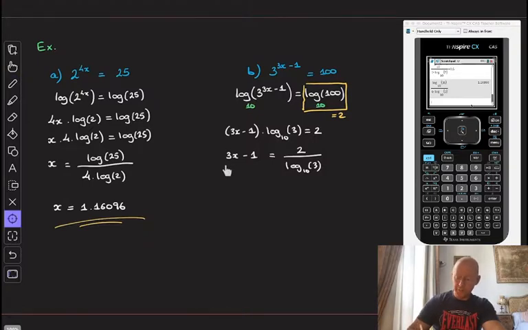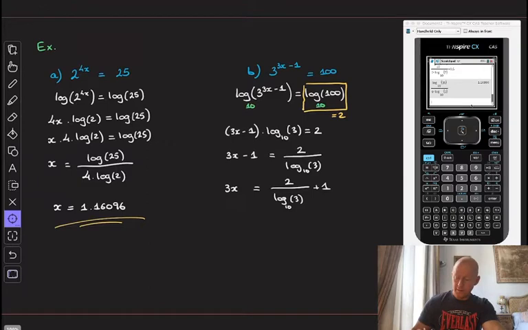Next, remember, I'm trying to make x the subject here. This is my goal. That's what we're after. So I need to get rid of this 1 which is being subtracted on the left-hand side, and for that I add 1 to both sides. In doing so, this turns into 3x equals 2 over log base 10 of 3 plus 1.